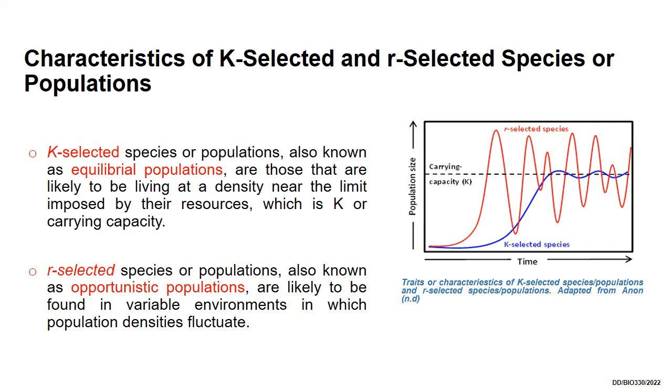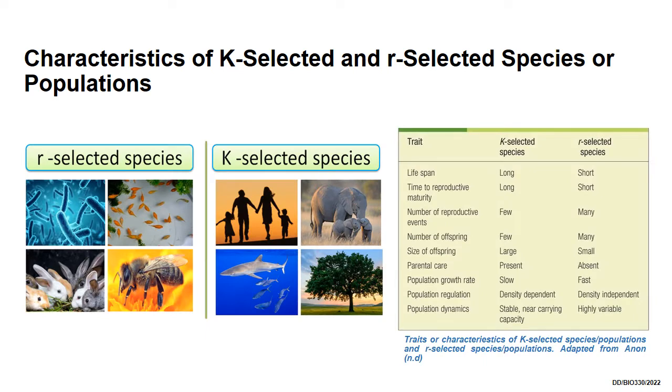What are examples of K-selected and r-selected species? Examples of K-selected species include humans, other mammals, and large trees. Meanwhile, r-selected species include, for example, insects, fishes, rabbits, and bacteria. Those are a few examples of r-selected species. And this table demonstrates the differences between K-selected and r-selected species or populations.